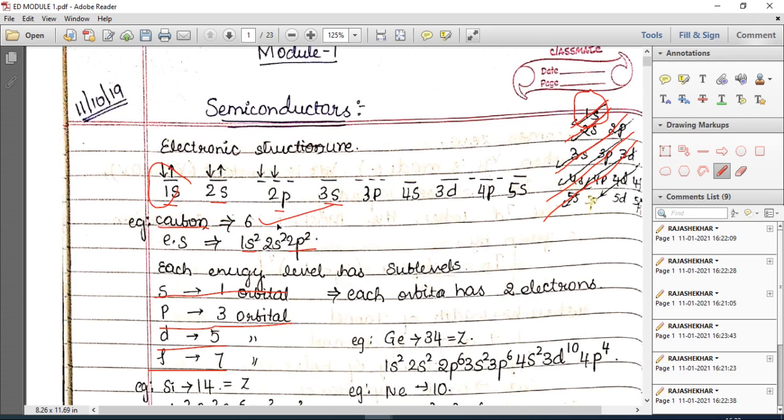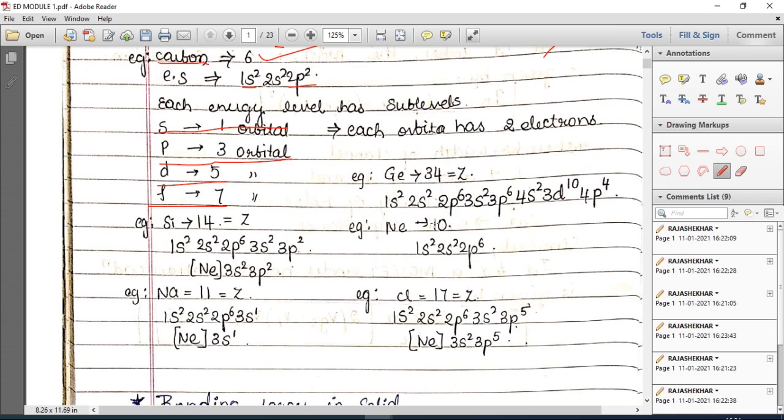So these 6 electrons can be written in terms of electronic structure as 1s², 2s² and 2p². Similarly, if I take another example, let us take silicon. Silicon has 14 electrons.